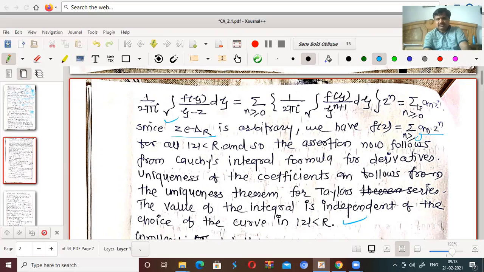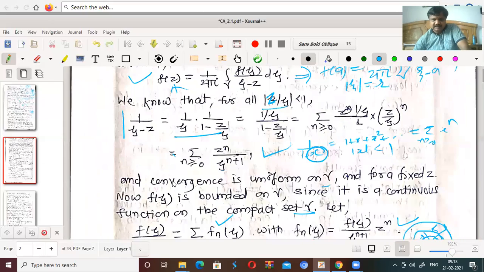So what we have proved is that f(z) can be written as summation for n greater than or equal to 0 of a n z raised to n, which is given by this and which is also given by this one, isn't it? So a n becomes this one, right? Okay. So this is your Taylor's theorem.